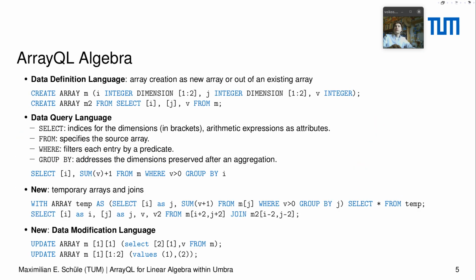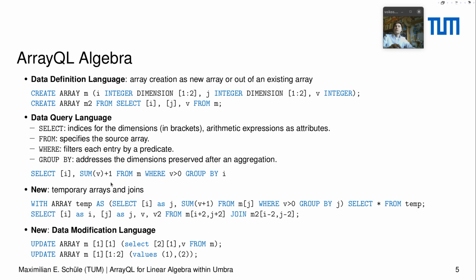The ArrayQL algebra is known as a data definition language to create arrays, either as new arrays or out of an existing array. Furthermore, it is a data query language composed of select, from, where, and a group by clause for the indices for the dimensions, as well as attributes like arithmetic expressions. Then we need the source array, then we can filter entries by a predicate, and afterwards we can group the arrays by the dimensions that should be preserved after an aggregation.